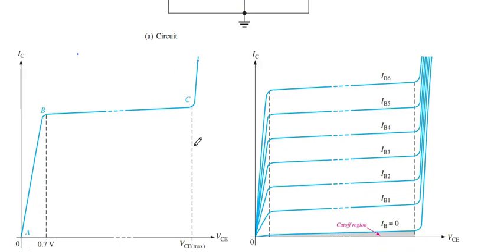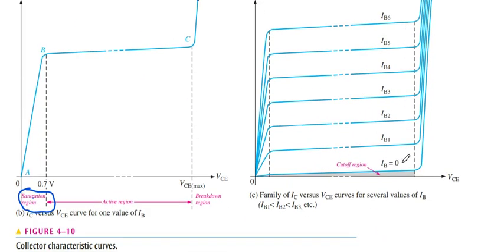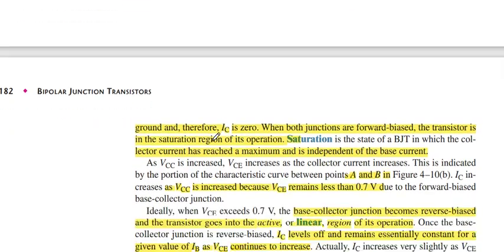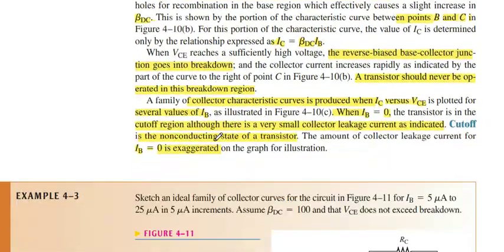Here we use mostly the different values of IB. As IB is 0, it starts from the cutoff region, where VCC varies from there to there. When we increase the IB, the second line gives us this. When we increase the IB current or VBB more, then we get this, and so on. This is the collector characteristics of the transistors.